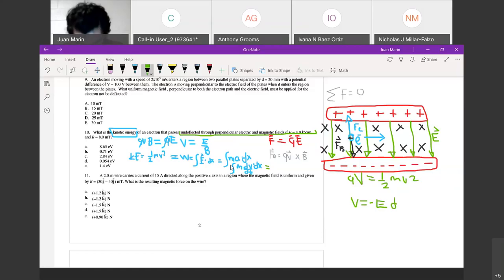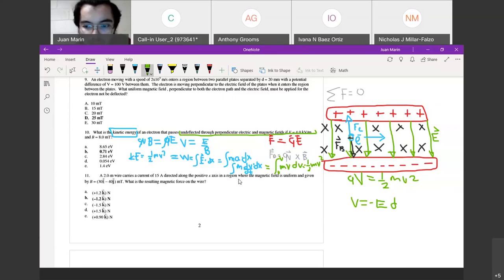But historically, we assume the positive charge's motion direction is the current direction, right? Actually, in most cases, the particle which moves in the current is the electron, which is negative. But historically, it's already decided. J.J. Thomson was the guy who decided the ratio of electron mass and charge.